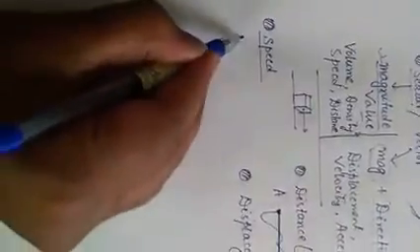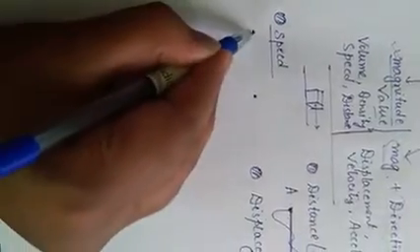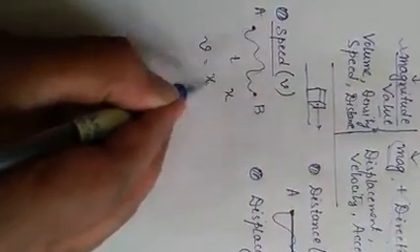Let's say this is a point and this is another point, and someone is going from point A to point B in time t. The total distance covered is x. Then speed is denoted by v, equal to x by t.